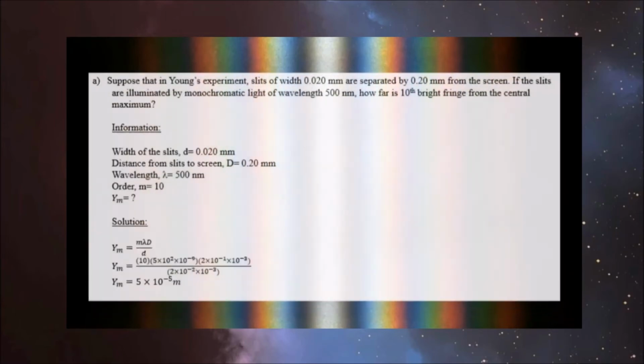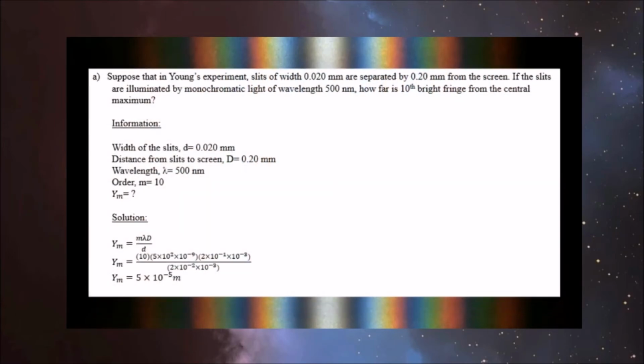For question 12a, suppose that in Young's experiment, slits of width 0.020 mm are separated by 0.20 mm from the screen. If the slits are illuminated by monochromatic light of wavelength 500 nanometer, how far is the tenth bright fringe from the central maximum? So this is the information that we gain from the question.